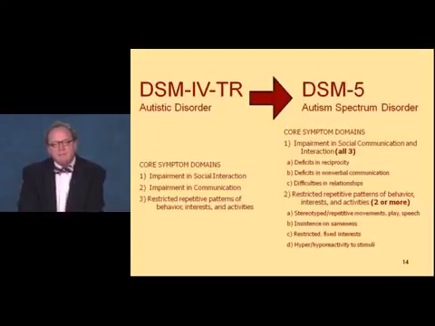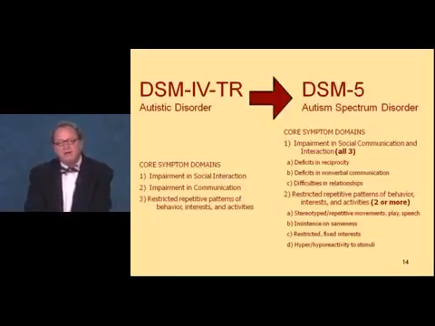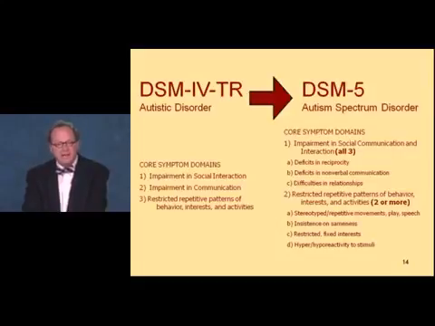You'll see on this slide that the actual symptom domains comparing DSM-4 and DSM-5 are depicted. And what you see here is that the 3 core domains that were present in DSM-4 have been collapsed into 2 domains. So the first domain under autism spectrum disorder refers to an impairment in social communication and interaction. What this essentially means is that the previous domain that focused on communication or language has been minimized.